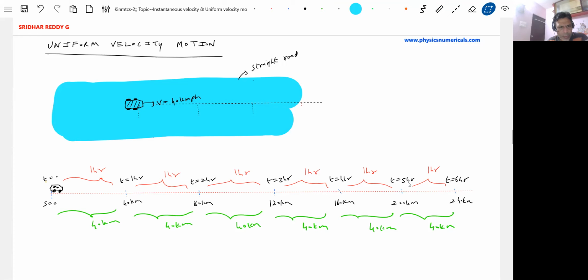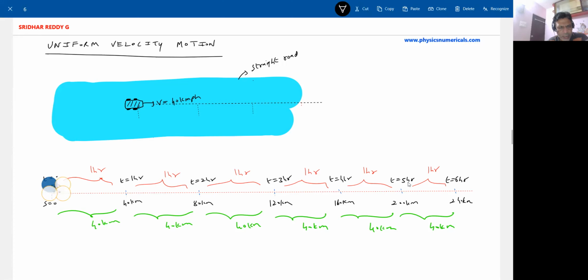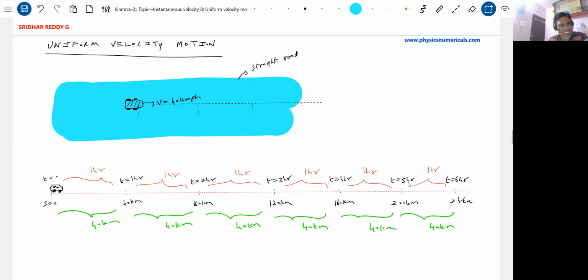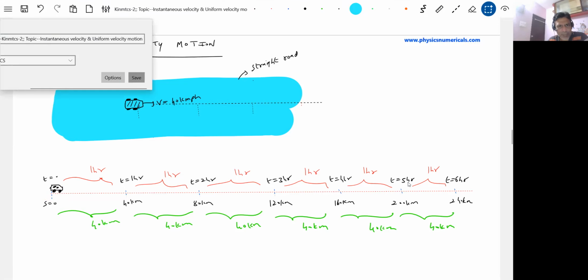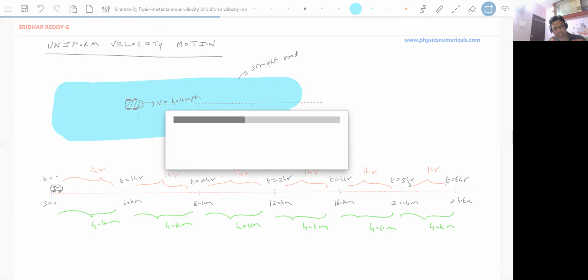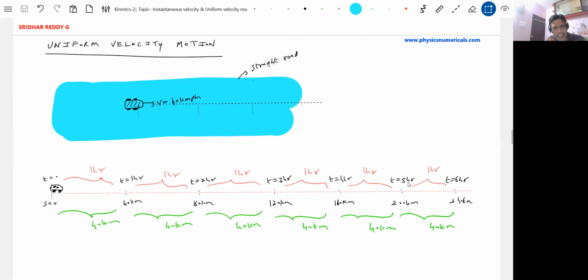This car only will move. I can move the car. Okay, not possible. You have some graphics somewhere in books, no? You can find some on the internet if you want, you can try that. So for every 1 hour, it will cover 40 kilometers. This is the example of uniform velocity motion. I think this is very simple for you. Even anybody can understand.